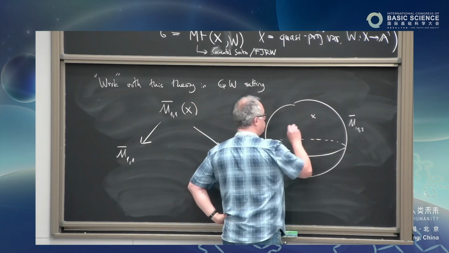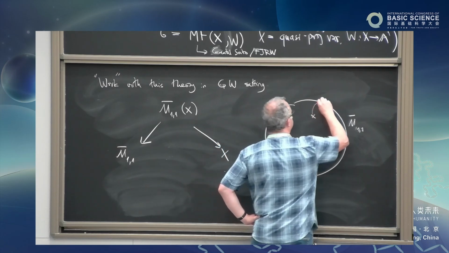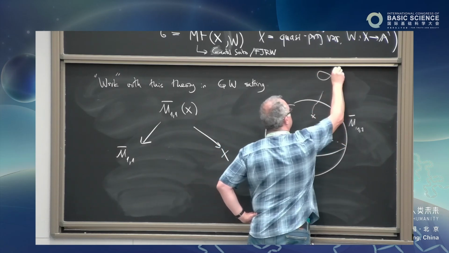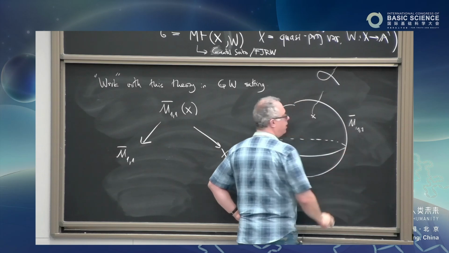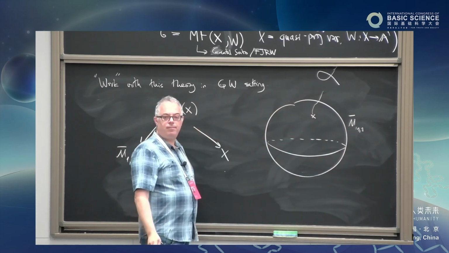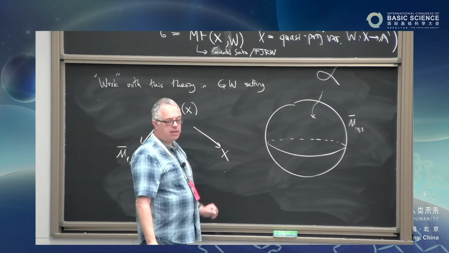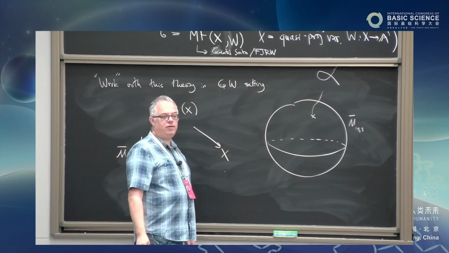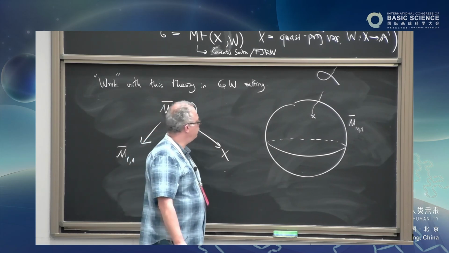It has one special point, and this is the point that corresponds to the nodal cubic, the point that is the boundary of M11. So the extra point that I have to add to compactify M11, the limit of all elliptic curves.